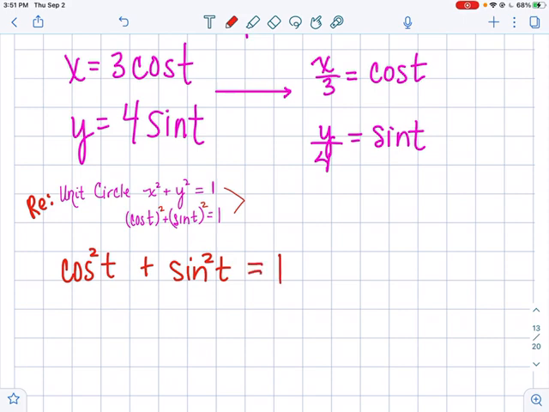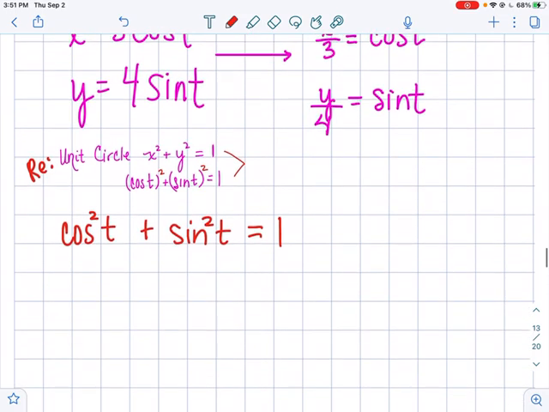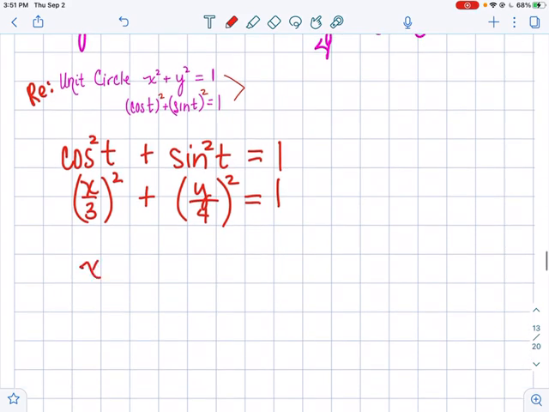to be 1, right? So now if I look at cosine being equal to x over 3, if I put an x over 3 here and I square it and then I say plus, well, the sine t is y over 4, and then I square that, and that's equal to 1. Then I get this equation, x squared over 9 plus y squared over 4 squared, which is 16. So that's equal to 1. Now we can rewrite this in different ways. This is a convenient way to write this.